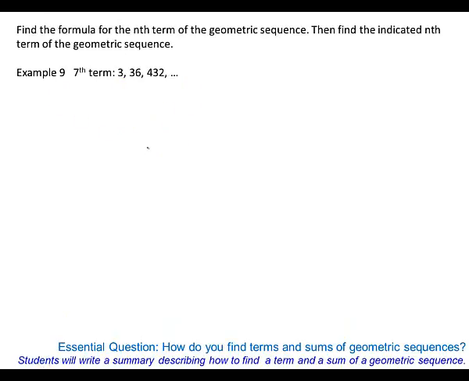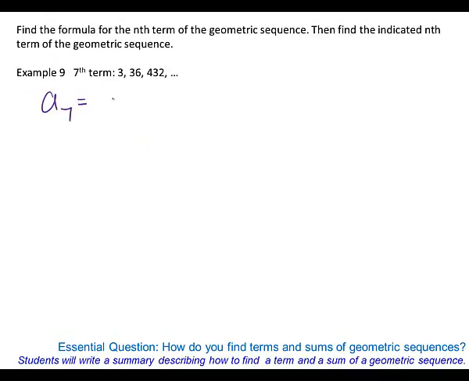All right. It says find the formula for the nth term of the geometric sequence, then find the indicated term of the sequence. So we're kind of doing 2 things. They want us to put it in the formula. It's really, actually, the same thing we've been doing. We have one little additional step here. Okay? So, the 7th term would be a sub 7 equals.